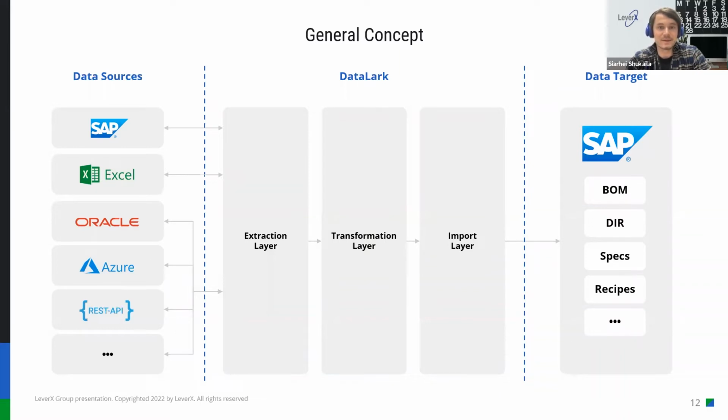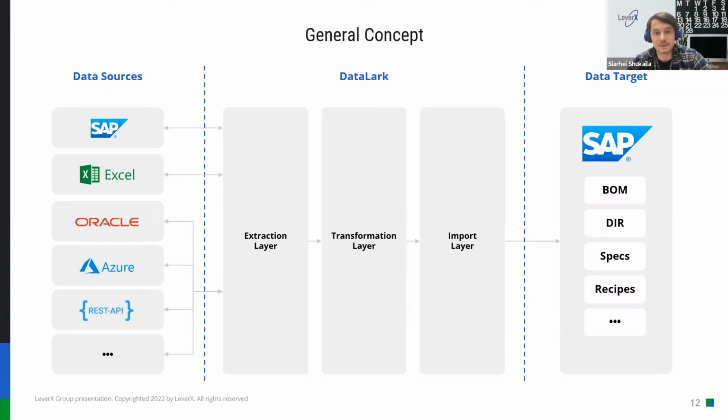Within the architecture of DataLark, we split it into 3 conceptual logical layers: an extraction layer, a transformation layer, and an import layer. The function of the extraction layer is to connect to a third-party source of the data. It might be an external system, some other cloud-based or on-prem application. It might also be such simple sources of data as an Excel file, or any database, SQL or any other database that is hosted somewhere in your network.